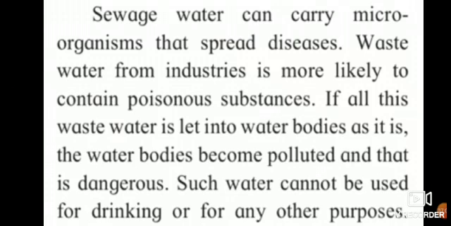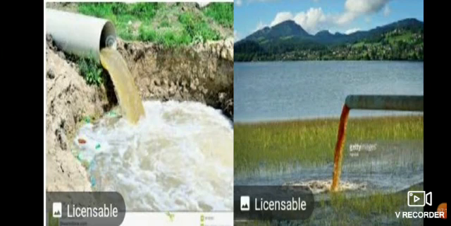Wastewater from industries is more likely to contain poisonous substances. Same thing happens over here. If you see in this picture, you can see the pipes. From the pipes there is water flowing, but it contains poisonous substances. And what happens if all this wastewater is let into water bodies such as rivers, ponds, lakes, then what happens?